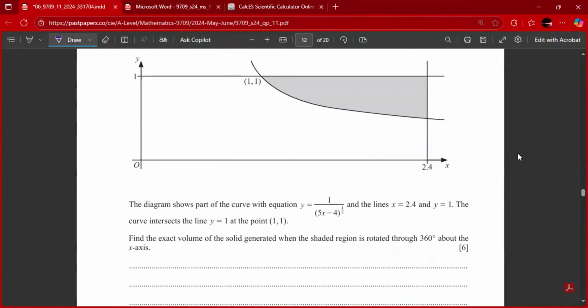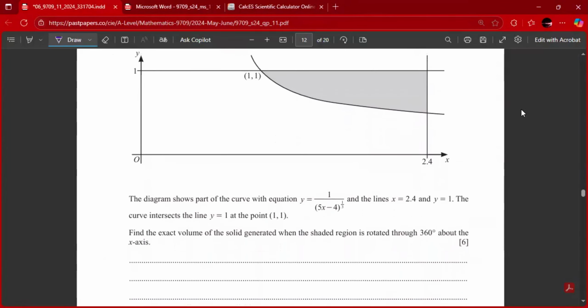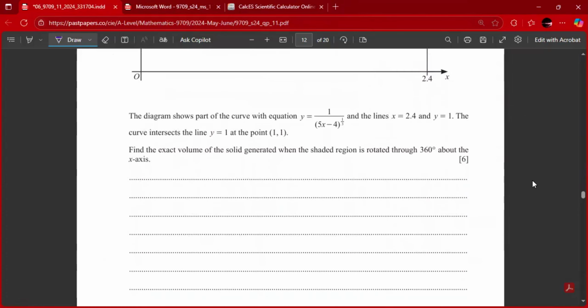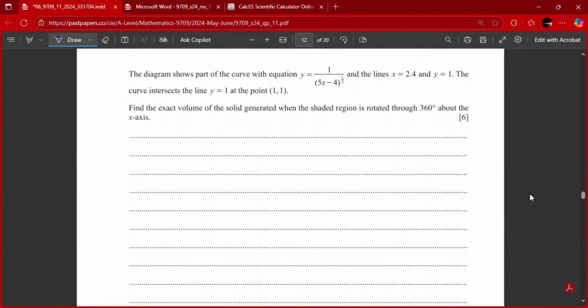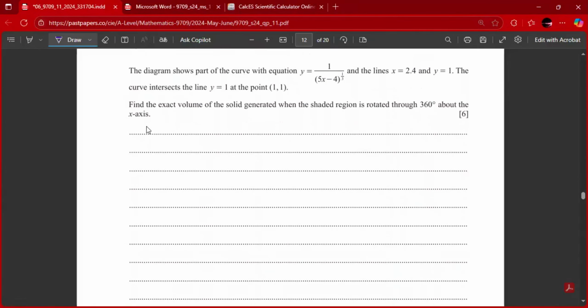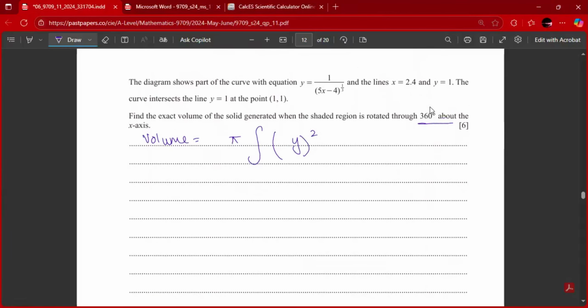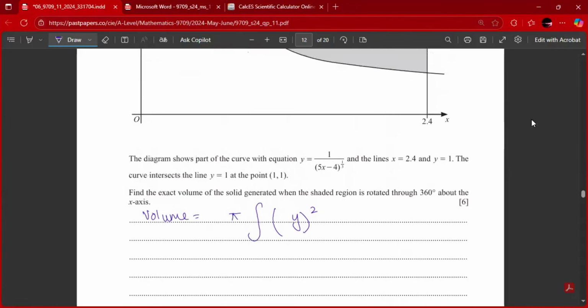Ah, this is going to be integration. I don't want to do integration. I don't want to. We have to find the volume. Okay, we have this value. Okay, I don't want to do this. This is a 6 mark question. I don't want to. Volume is equal to pi into this into y square because we are rotating it in the x-axis. I don't want to do this question because one stupid mistake can lead to me losing 6 marks.